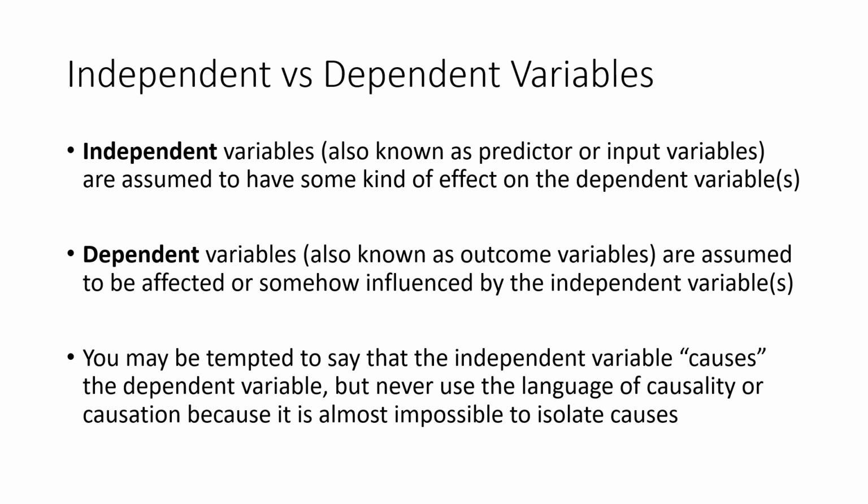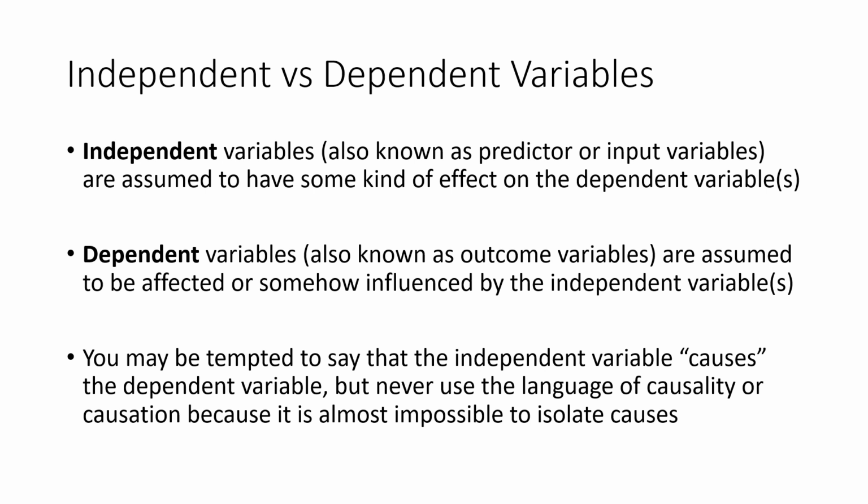Finally, it's important that you're able to distinguish between independent and dependent variables. Now, these have nothing to do with level of measurement. They have something to do with which variable precedes the other. All right, so let me explain what I mean. An independent variable, also commonly referred to as a predictor variable or an input variable, is assumed to have some kind of effect on the dependent variable, right? So it is causing some kind of change or process.